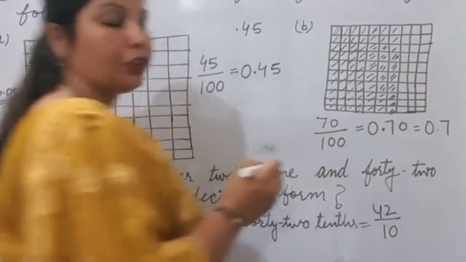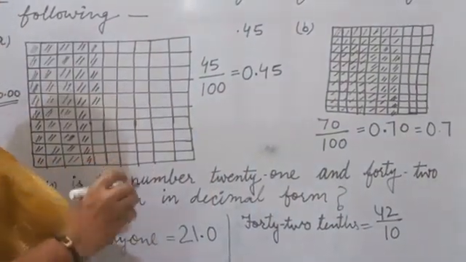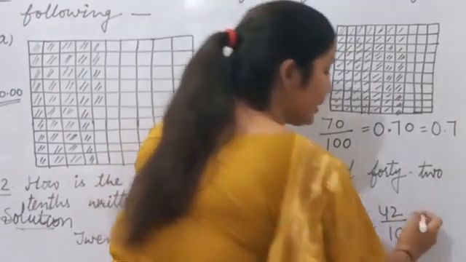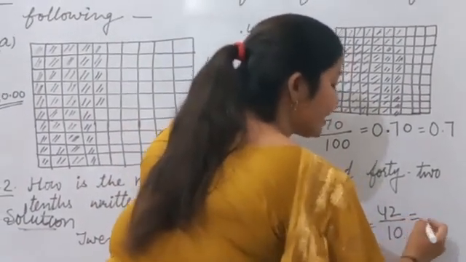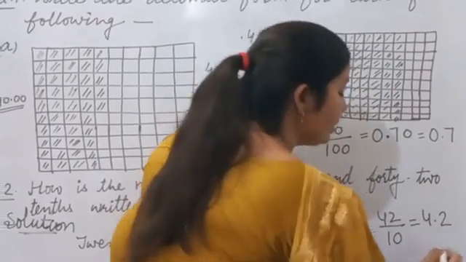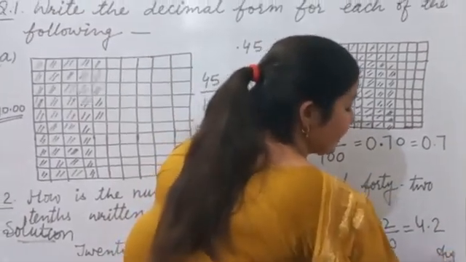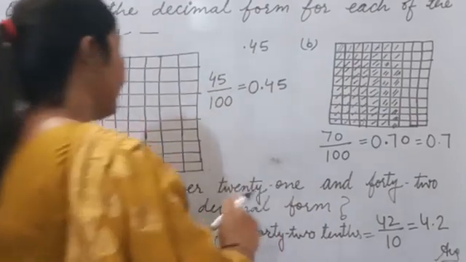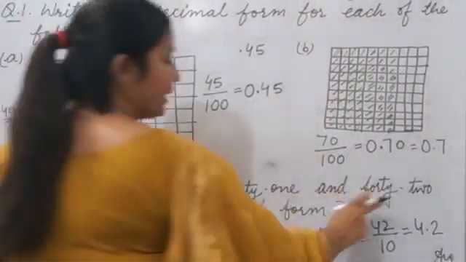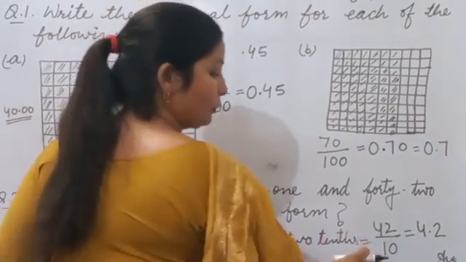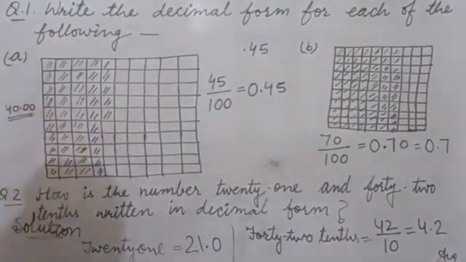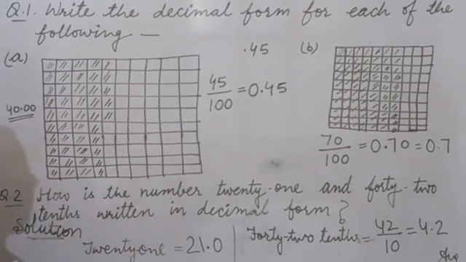Now as we have done in exercise 5.1 question 3, how do we write this in decimal form? After one digit we will take the decimal, so it becomes 4.2. That's your answer. Like this we can write in decimal form. There is given 21, so we write 21.0. 42 tenths equals 42 upon 10, that equals 4.2. So like this you should solve your question number 2.